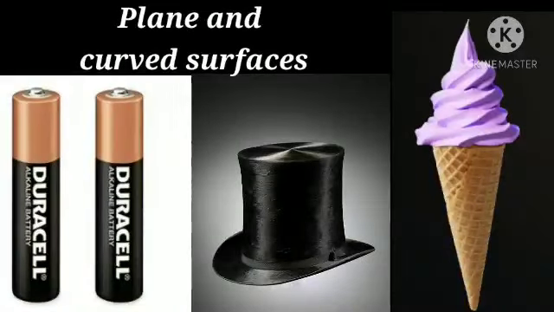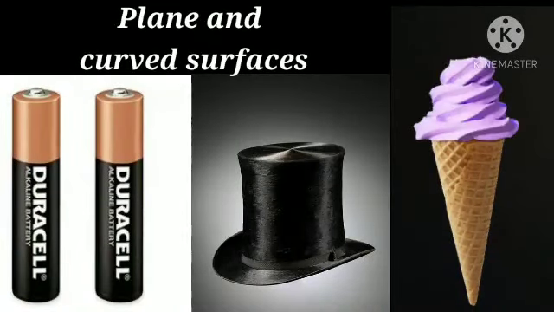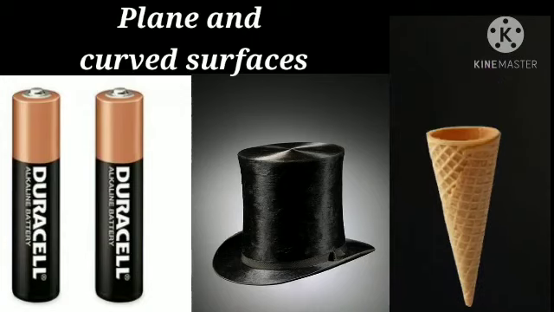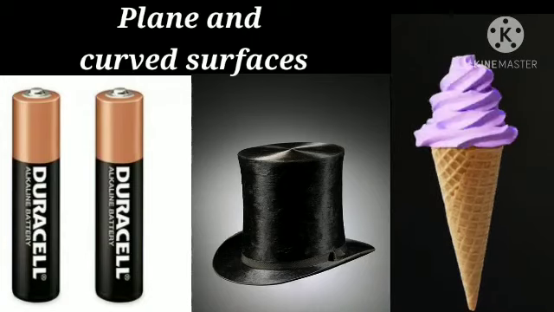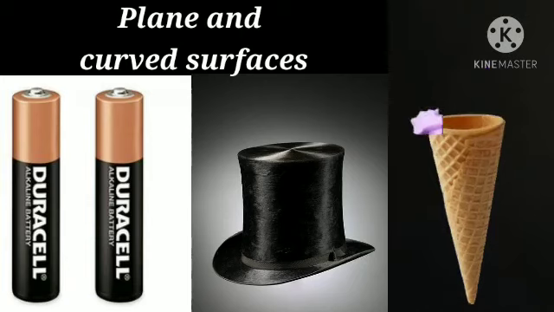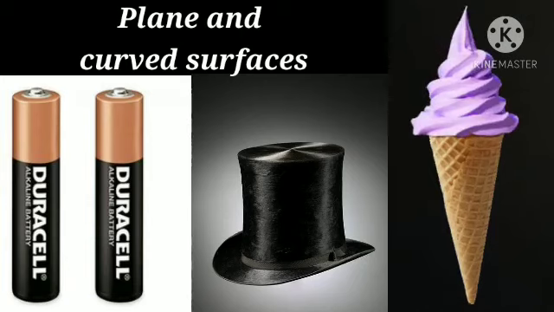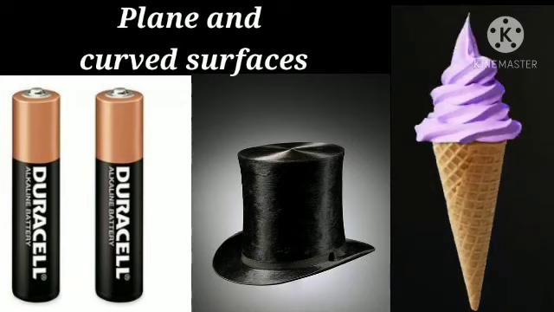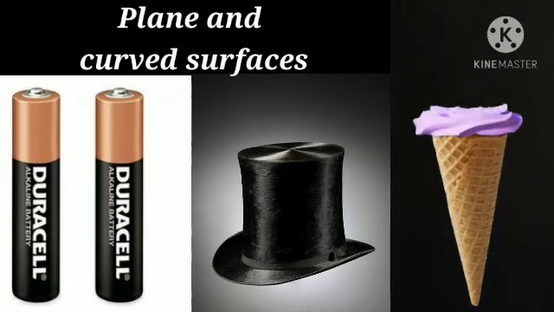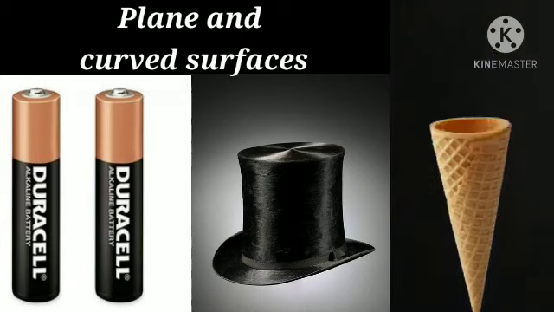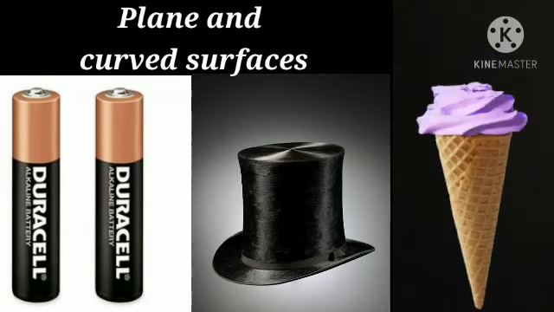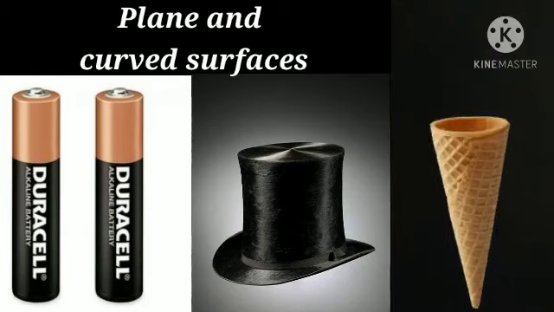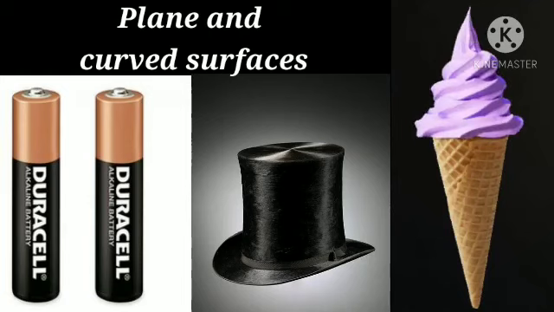Children, now let us move further and explore those objects which have plane and curved both surfaces. Here we have battery cells, cap, and cone. Children, you can check easily that these all objects have both plane and curved surfaces.